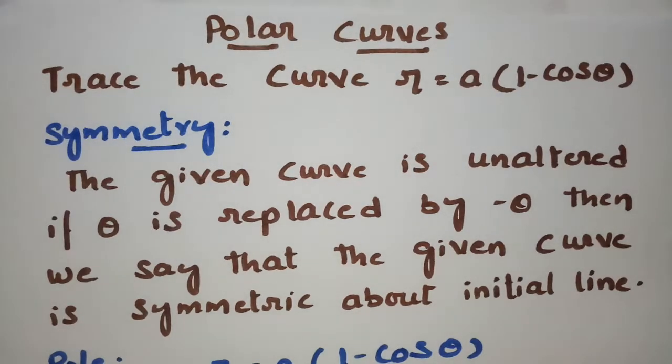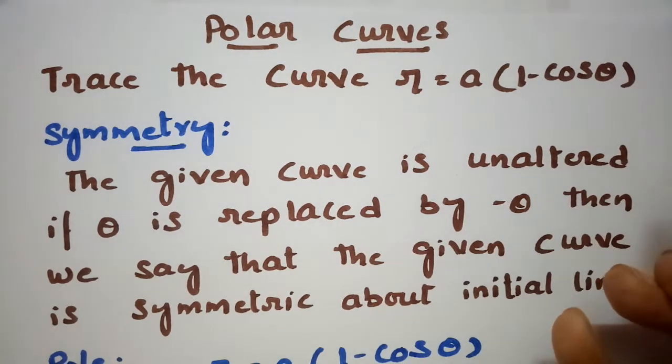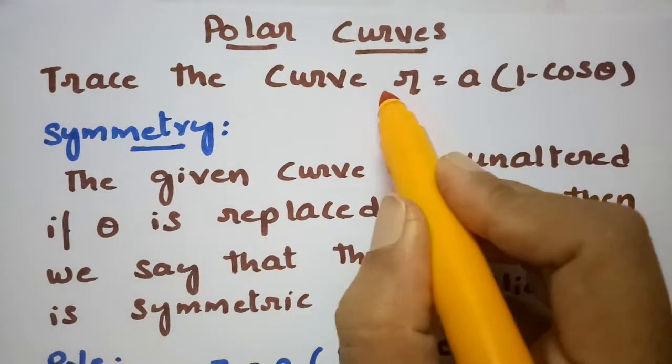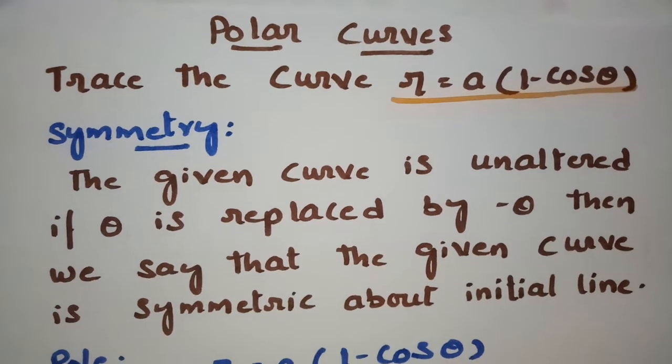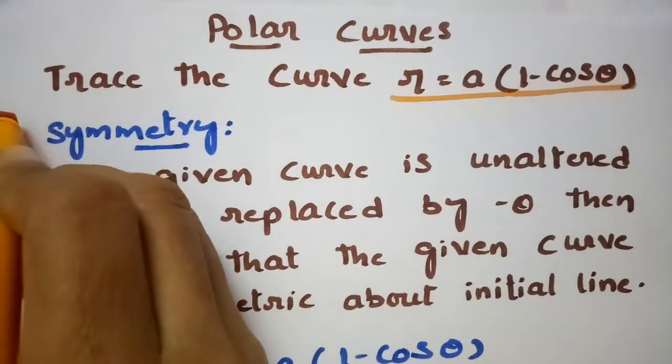In today's video, I am going to explain how to trace a polar curve. That is the most important curve: r = a(1 - cos θ). So this is r = a(1 - cos θ). First of all, in order to trace a curve, we have to check the symmetry.